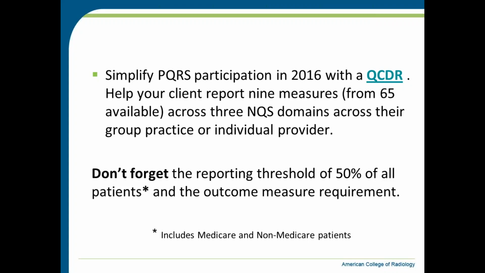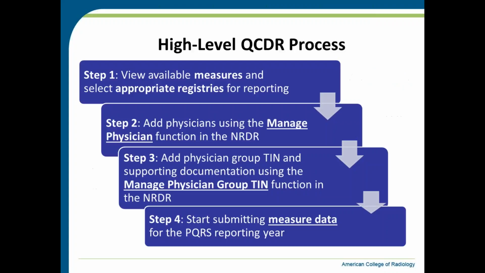So now that we've covered the basics of what we're trying to achieve with participating in the quality improvement program, let's look more closely at the high-level process of a QCDR. Essentially, your clients have reached out to ACR. They want to be a part of our NRDR registries. The first step is they look at all of the available measures that we have, and they select their appropriate registries for reporting. None of your clients or sites have to participate in all 5 of the registries to be successful, just enough so that they can meet the measure requirements of 9 measures, 3 domains.